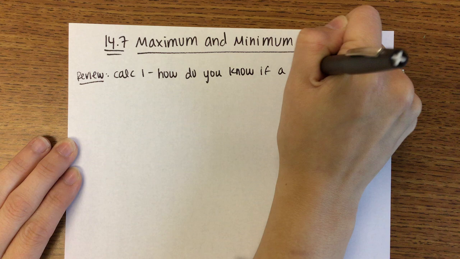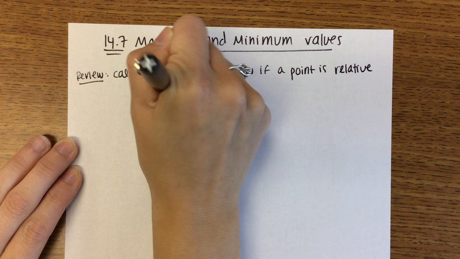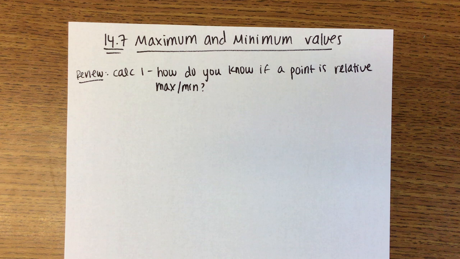Well, first of all, how did you find your critical points? Found the derivative, set it equal to zero. What else? Or when the first derivative was undefined. Once you found those critical points, how did you know which ones were relative max and relative min? First derivative test or second derivative test. Yeah. Okay. So here's what we're going to do today.